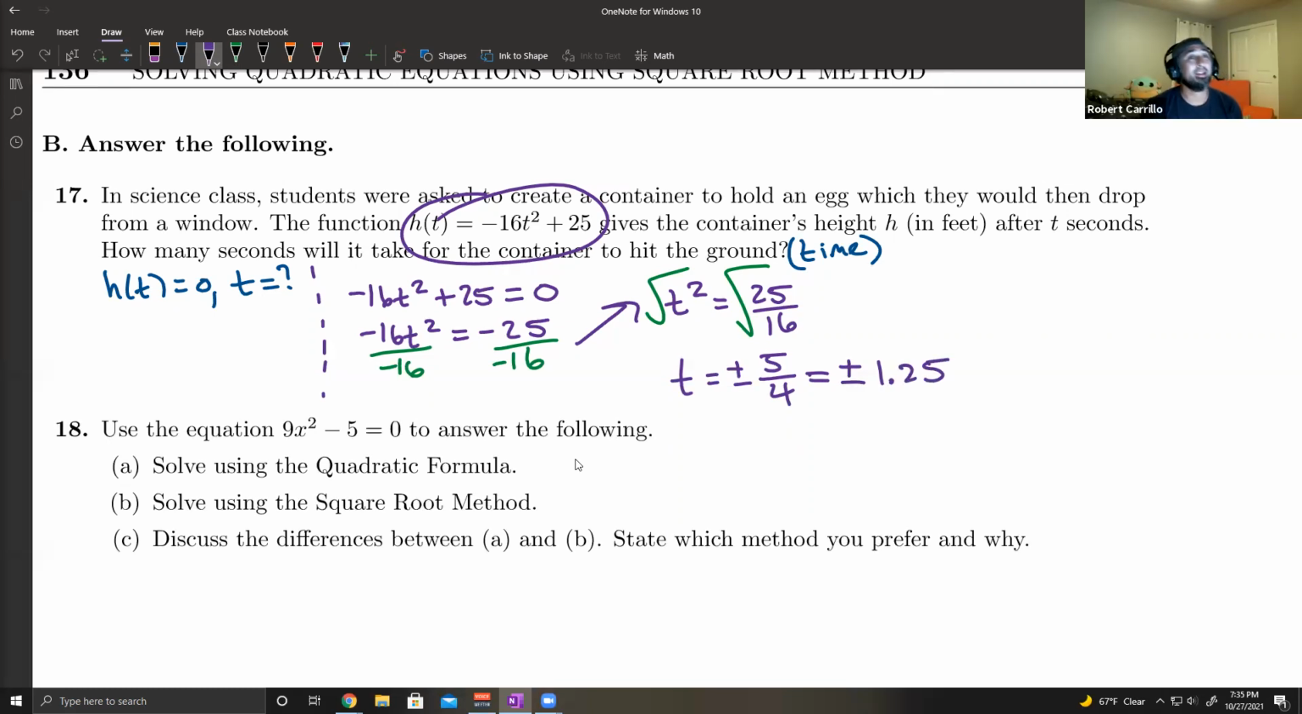1.25. Okay, and now this is important. Since we're talking about time, can we have negative 1.25 seconds? No, we only keep the positive one. So it's going to be 1.25 seconds. The container will hit the ground in 1.25 seconds.